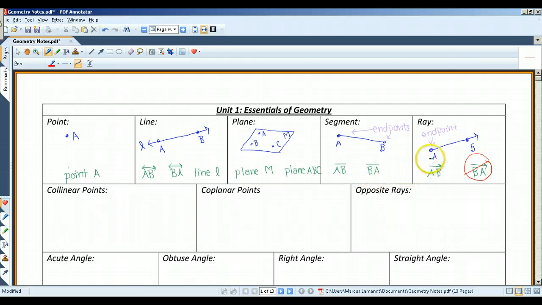The ray AB consists of the endpoint A and all the points on line AB that lie on the same side of A as B. Now, with segments, you can reorder the letters like this, but with rays, it is very important that the arrow is over the correct letter. So if you wrote this as ray BA, that would be incorrect. That would be a different ray.